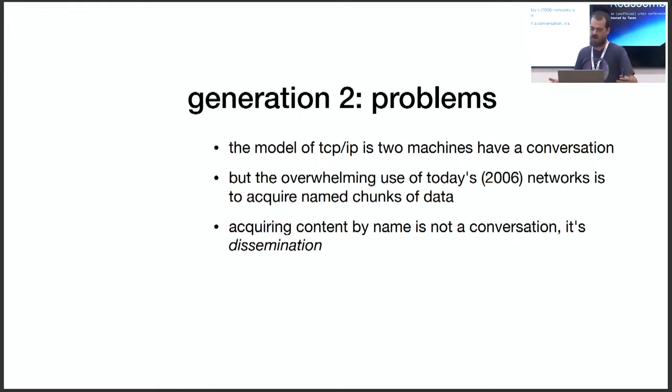So depending on which layer you're going to consider to be the network, even if your application level patterns are still retrieving named chunks of data, that's being tunneled not just at the IP layer, but at higher layers through a conversational medium. But anyway, it was quite surprising to me. He said over 99% in 2006. And of course, acquiring content by name is not having a conversation. That is data dissemination.